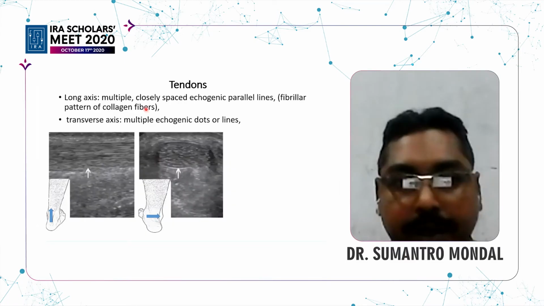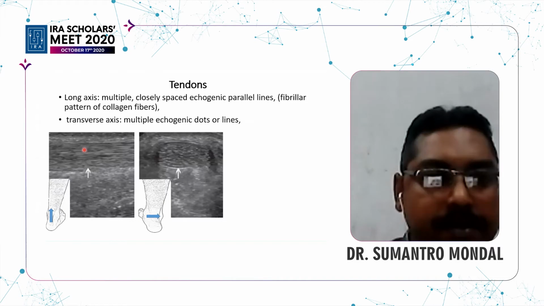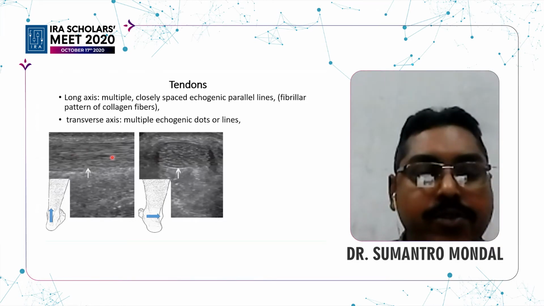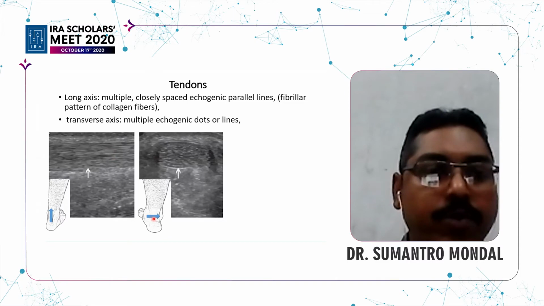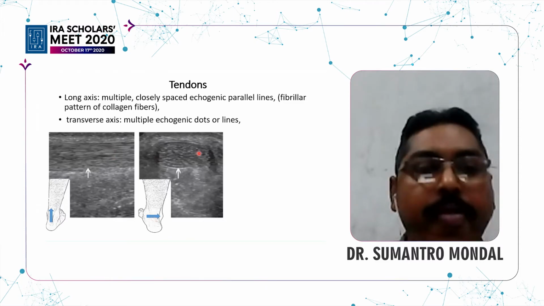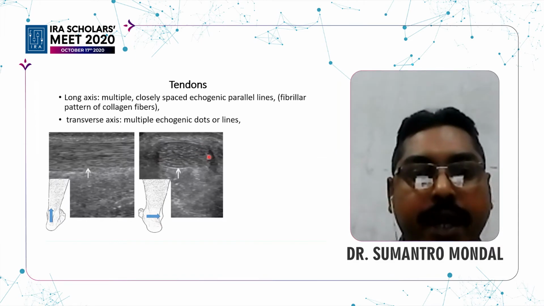Another important structure which we often evaluate in rheumatology is the tendons. In the long axis of a tendo-Achilles, the tendon appears as multiple closely spaced echogenic lines which are parallel to each other, and this actually represents the collagen fibers. And when we look at it in the transverse axis, these echogenic dots or lines surrounded by a paratenon or tendon fascia can be seen. So these are the normal appearances of a tendon.